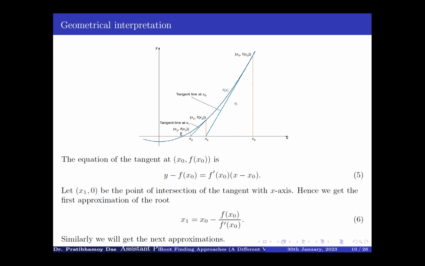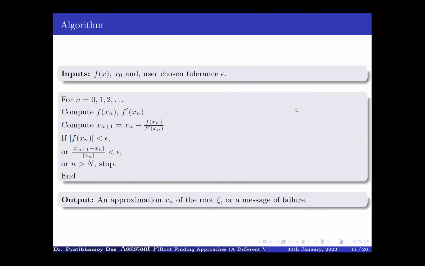This is a standard thing. We approximate a function by a tangent in the Newton-Raphson method. So let us skip this one. Okay, so now let us come to this algorithm. I'm explaining the difficult parts in the algorithm.